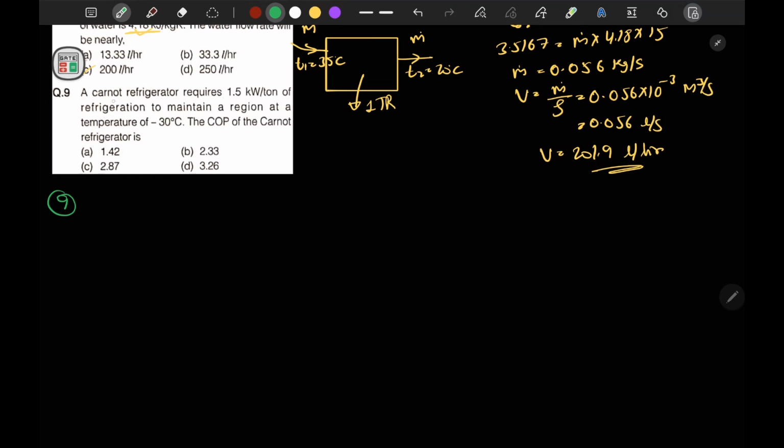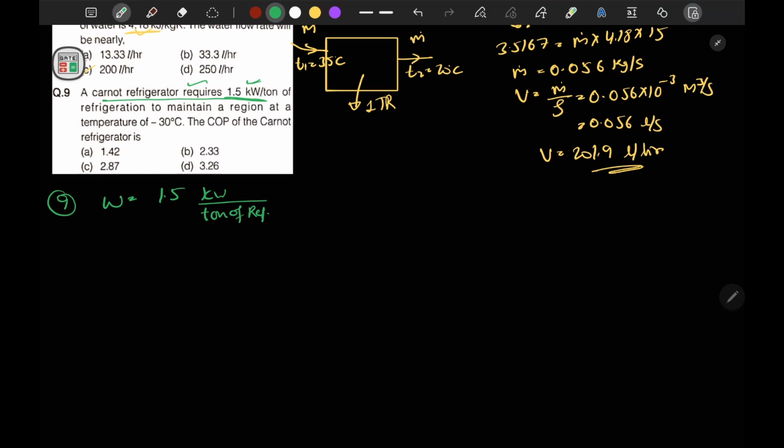It is mentioned that the Carnot refrigerator requires 1.5 kilowatt per ton. So this should be our work done. Work done is given as 1.5 kilowatt per ton, and this ton is of refrigeration. I hope you get this point.